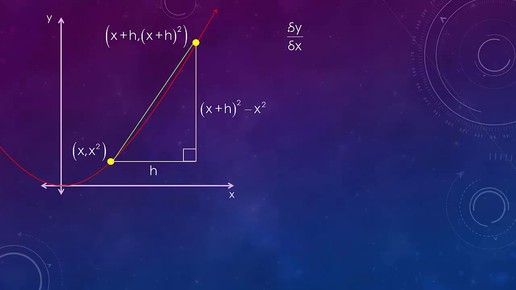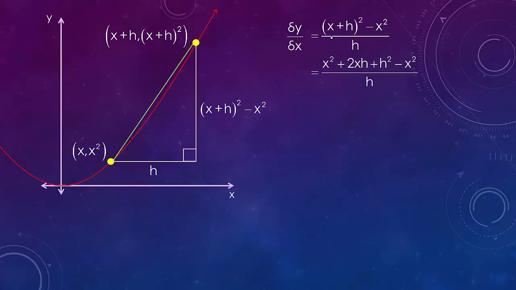And that means the difference in the y's, which is the rise, divided by the difference in the x's, which is the run, so delta y means difference in y, delta x means difference in x, is x plus h all squared take away x squared divided by h. So it's just rise divided by run.